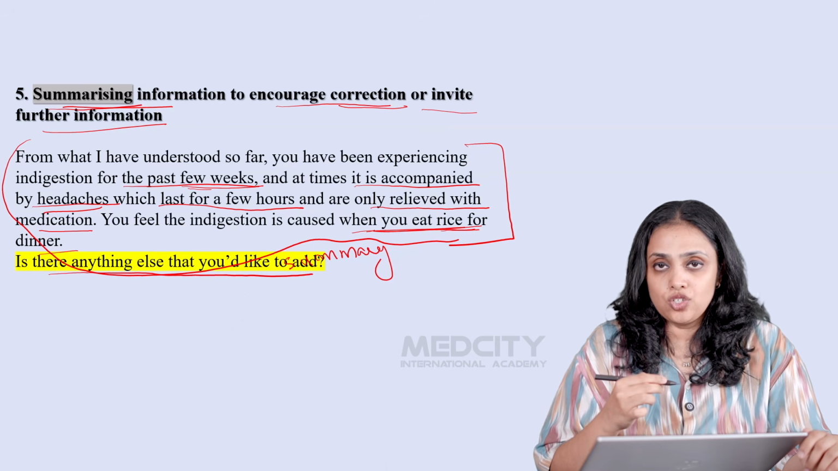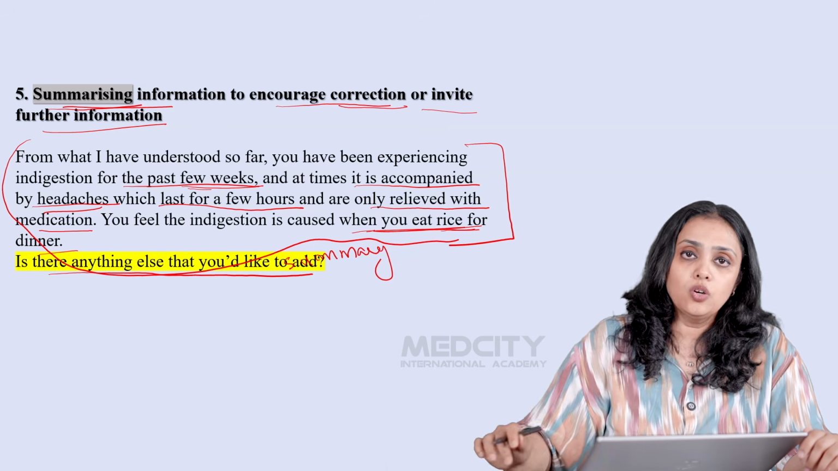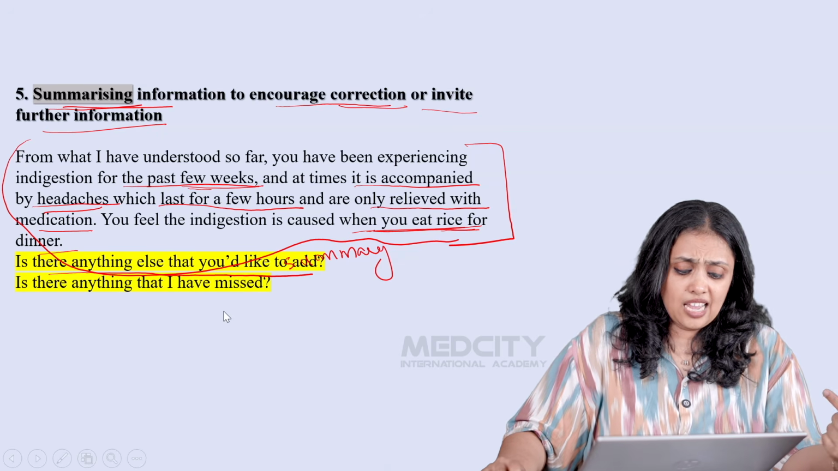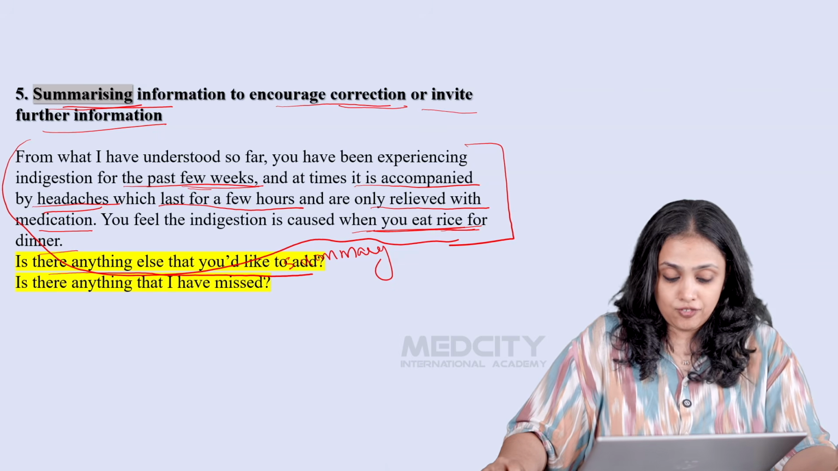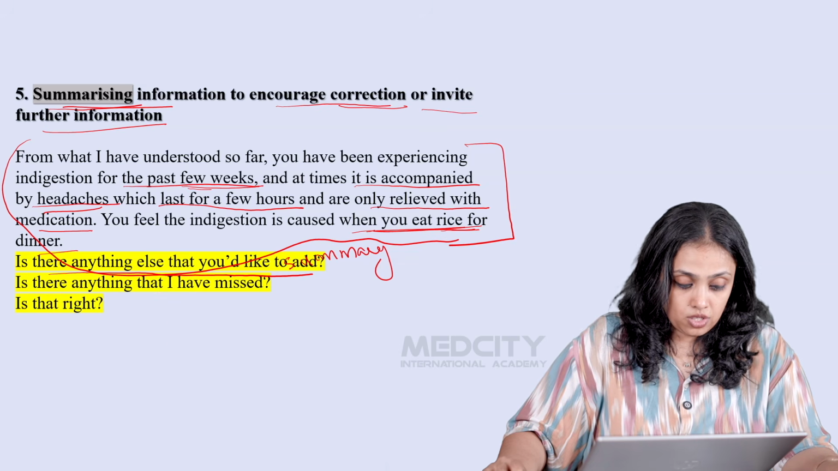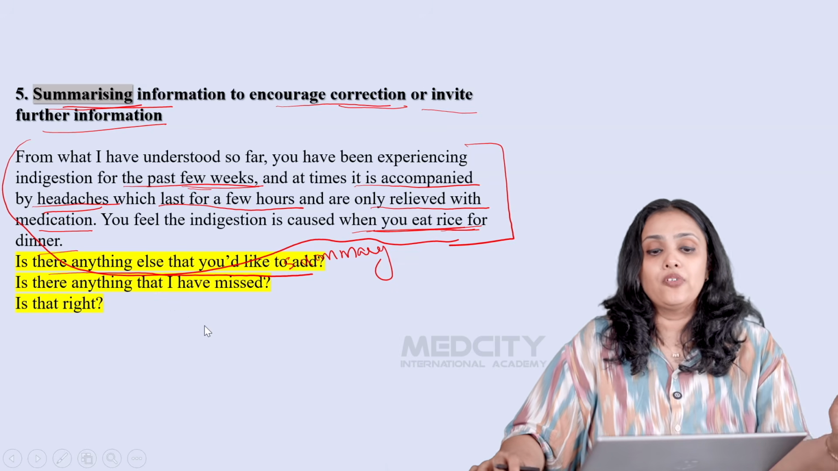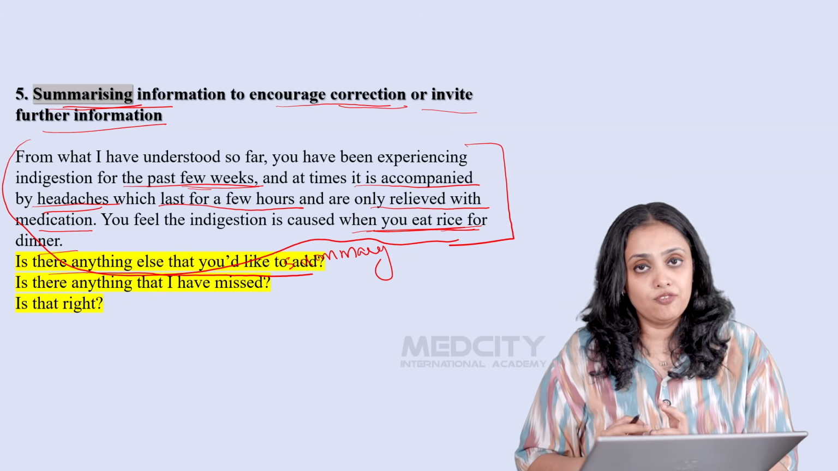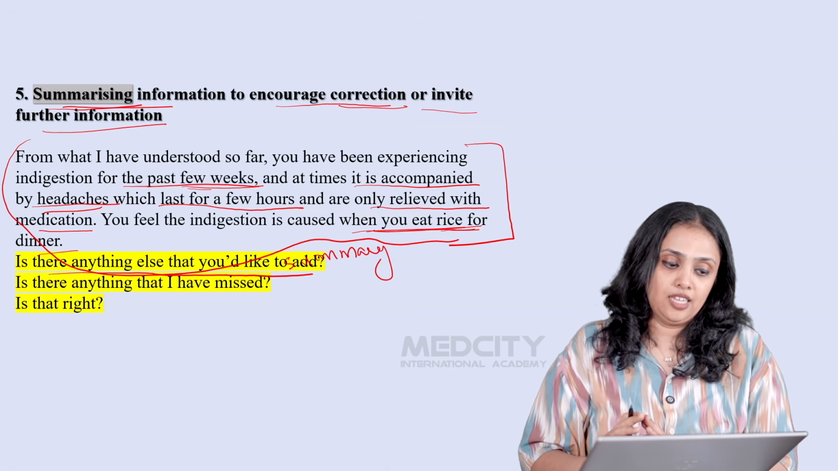So through that question, you're giving a chance to the patient to add on any missed out details. Or else you provide the summary and then you can ask, is there anything that I have missed? Did I miss out to include any information that you have shared? Or else you're just verifying whether everything is fine. So for that you can ask, is that right? So this is how you summarize and repeat it to ensure that whatever information you have gathered is right and complete. You have not missed out anything.